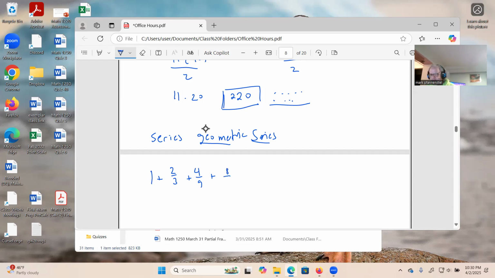So we have 8/27. We're going to say 8 times 2 is going to be 16. 27 times 3 is going to give me an 81, and then so forth as far as we go with this. Okay, so that's how you would write down a geometric series.